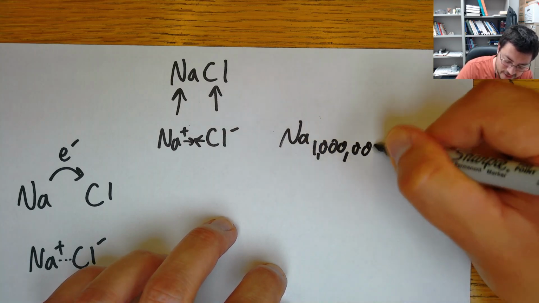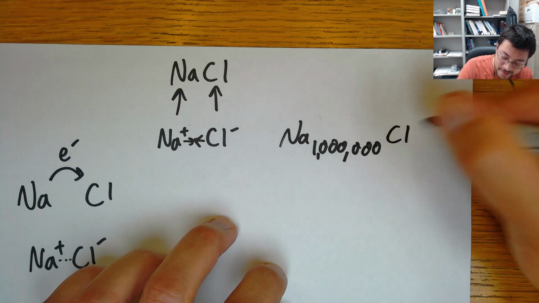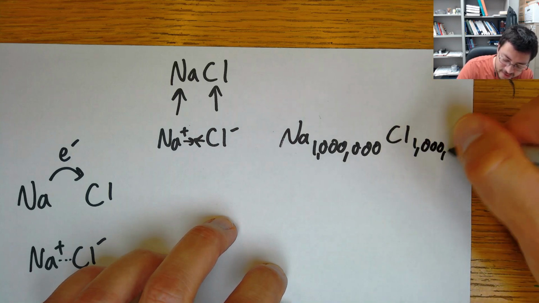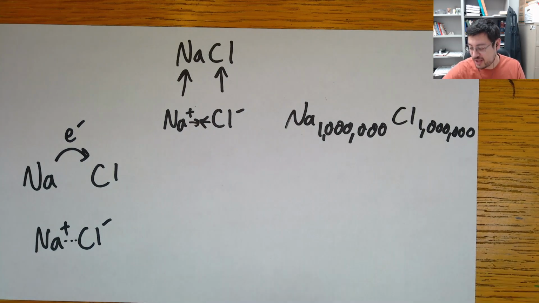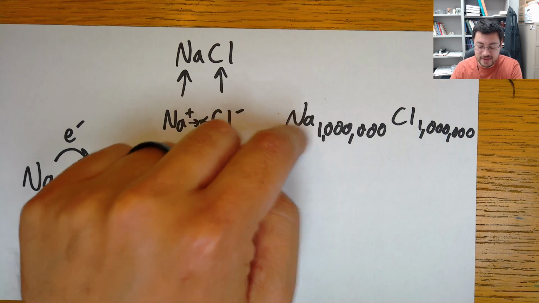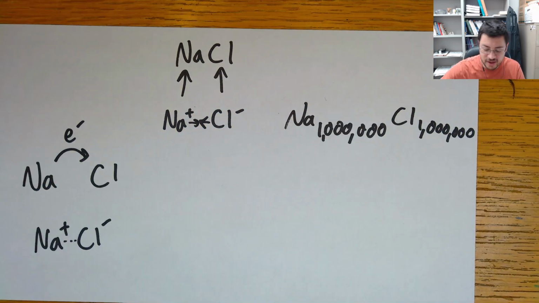It's probably a much bigger number than that. And then chlorine 1 million. This seems a little bit ridiculous to write, even though that is the unit. If you have one crystal, that is the atomic count of each of the ions. So, what am I getting at here?